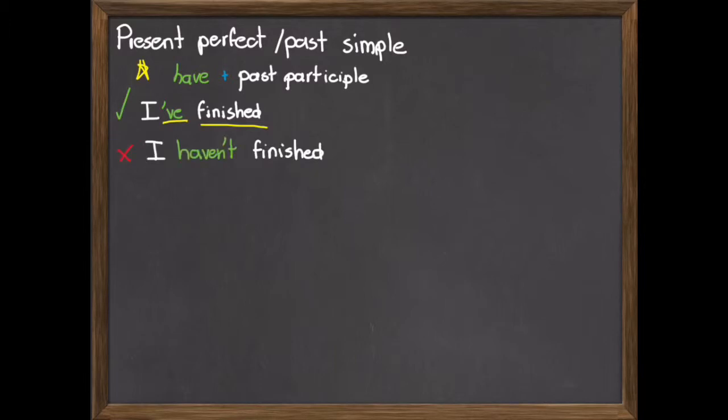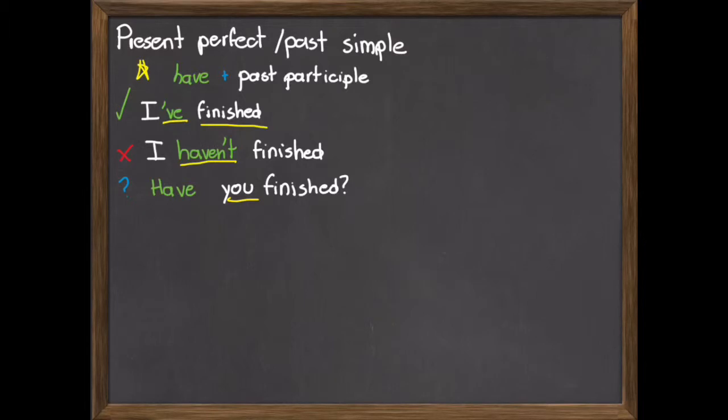We change the auxiliary verb to have to the negative form. And then a question. In a question, first you have to put the auxiliary verb to have, and then the subject, in this case you, and finally the past participle word.